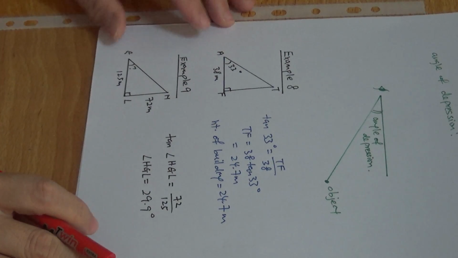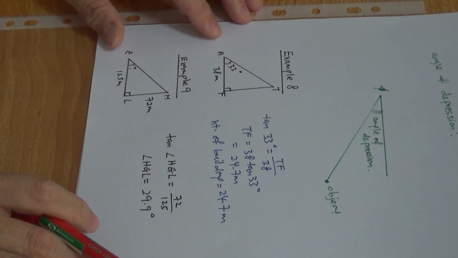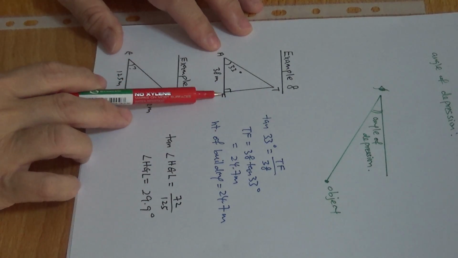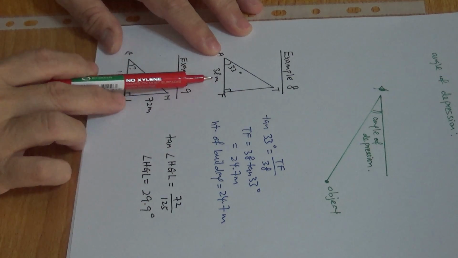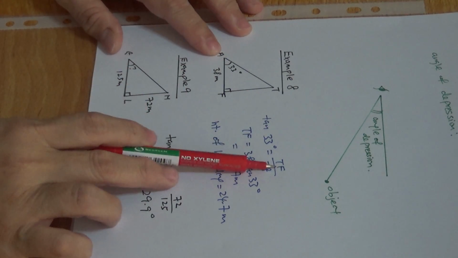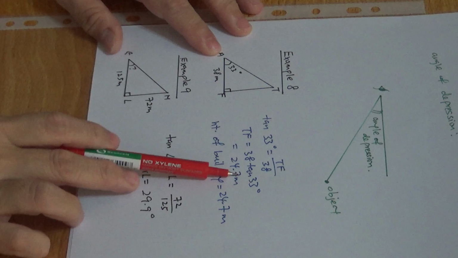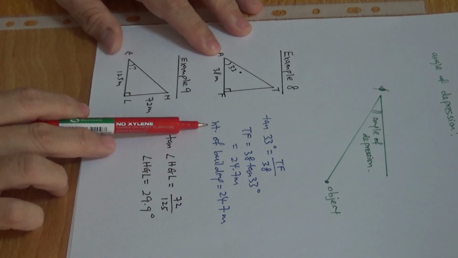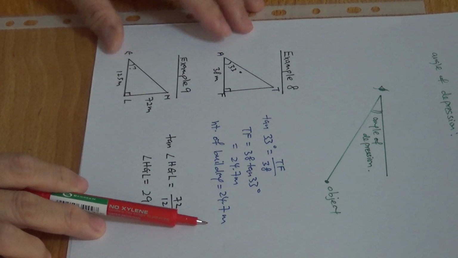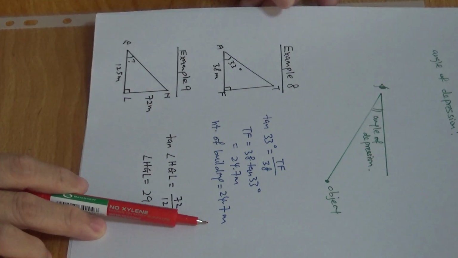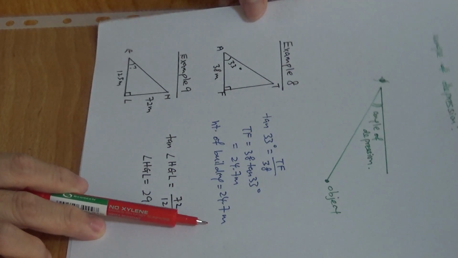Now example 8 asks you to find the height of the building, which is TF. Now if you look at this triangle, this is the known angle, opposite, adjacent, I'll use tangent, TF over 38. Then I do the necessary calculations, I will get the height of the building as 24.7 meters. So this is your example 8.